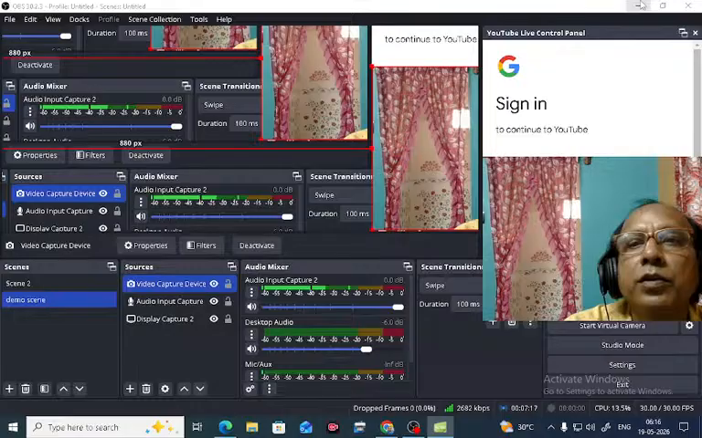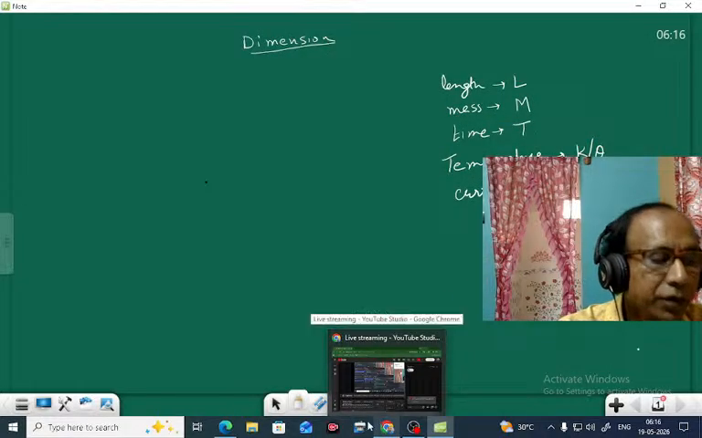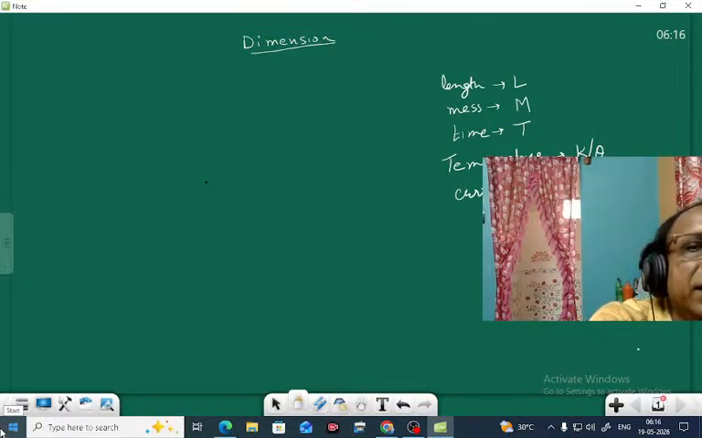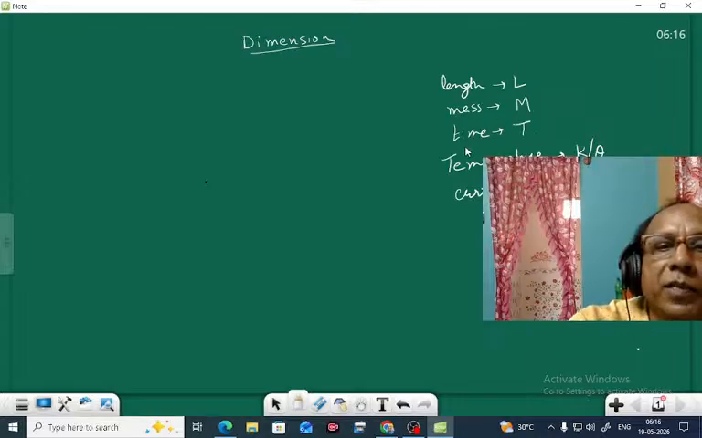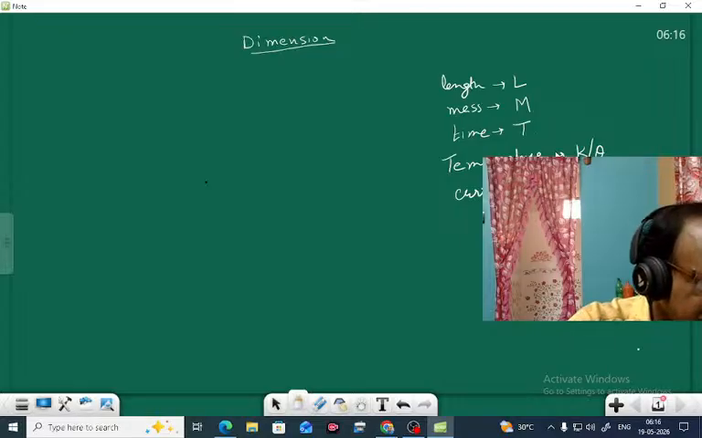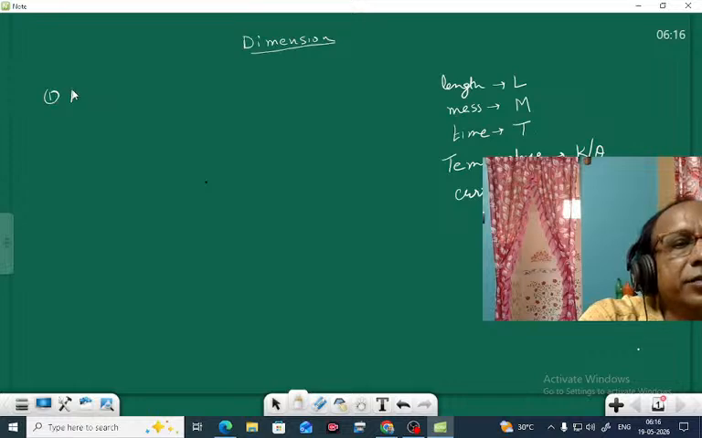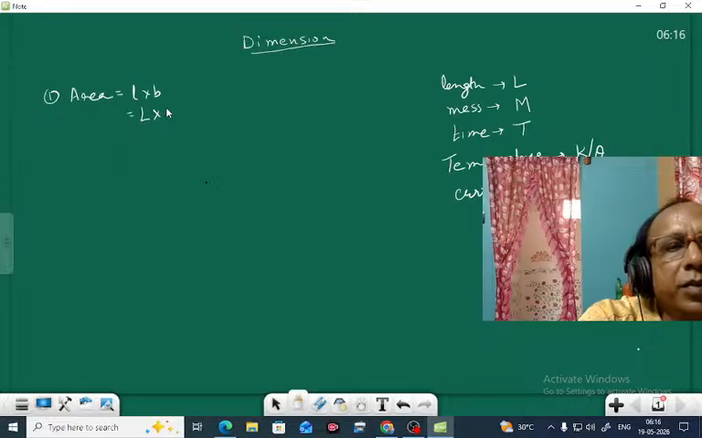So here you can see what are the basic features of dimension. We have taken length as capital L, mass as capital M, and time as capital T, and temperature by K or theta, and current as ampere. Now if you want to find the different dimensions, number one is area. What is the formula for area? It is length into breadth. So the dimension of area is L square.